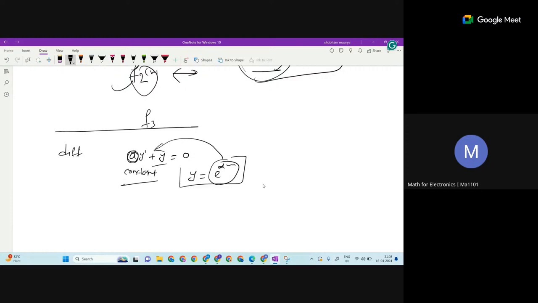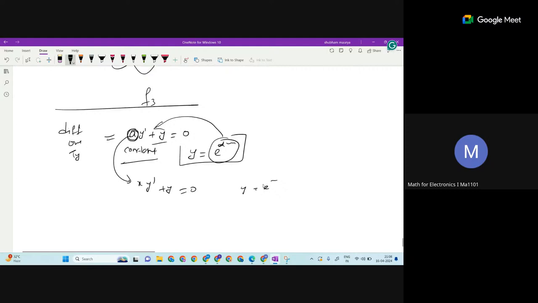There could be a possibility that in place of the constant coefficient, it is a variable, let's say x square, or some function of x. It is not a constant, it is a variable. In that case, your solution is not e power something. There is a different method, variation of parameters, to solve this kind of problem, and a different kind of function will be there. Whenever your coefficient is constant, your function is going to be a kind of exponential. This is a characteristic.